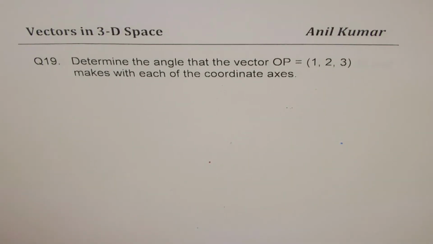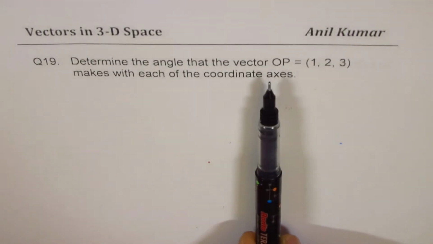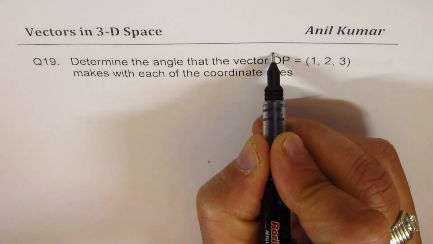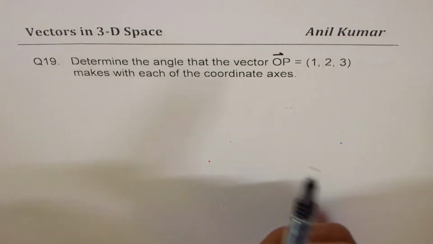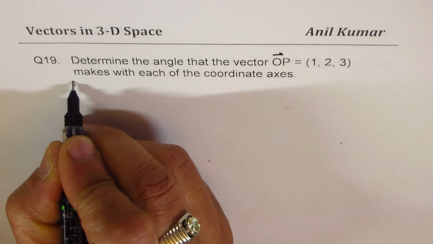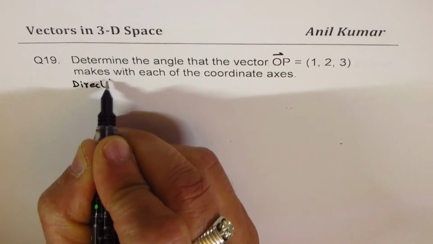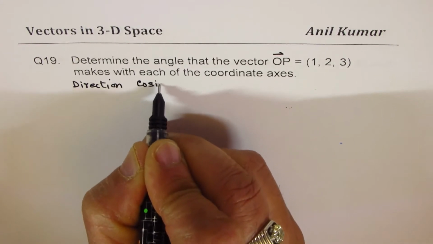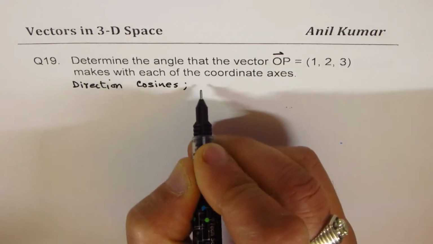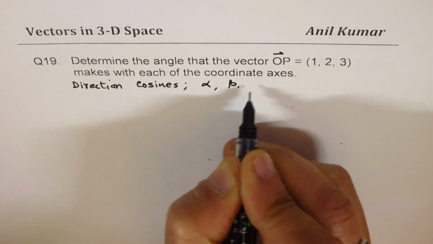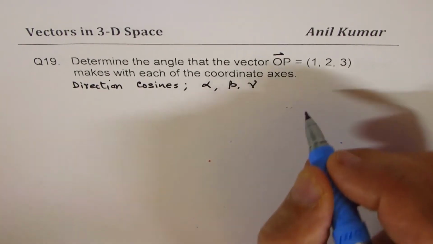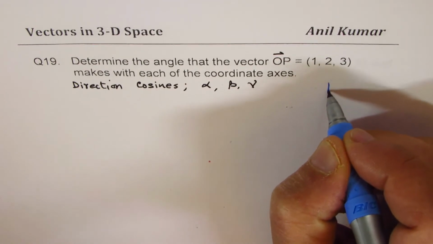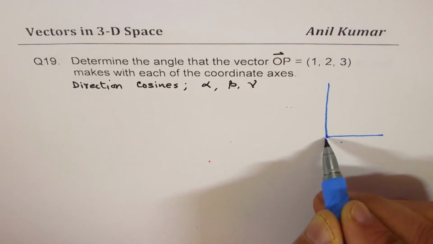Question number 19. Determine the angle that the vector OP equals (1, 2, 3) makes with each of the coordinate axes. Now we call these angles direction cosines. So let me introduce you to this term, direction cosines. Normally they are referred to as angles alpha, beta, and gamma. Alpha is with the x-axis, beta is with the y-axis, and gamma is with the z-axis, right? So let me sketch this and explain a bit, and then we'll move forward and answer this question.